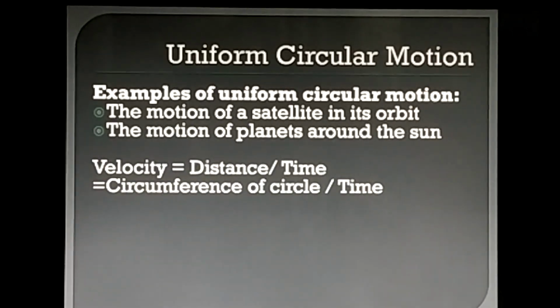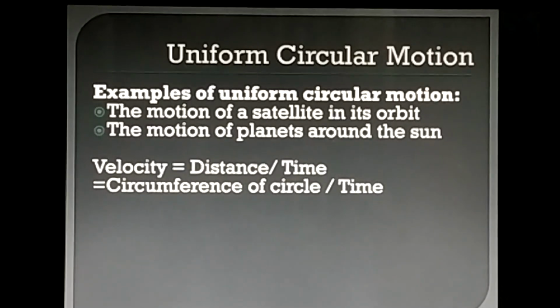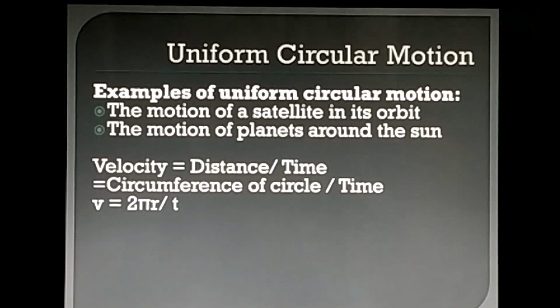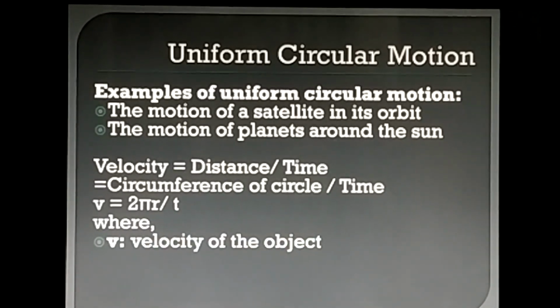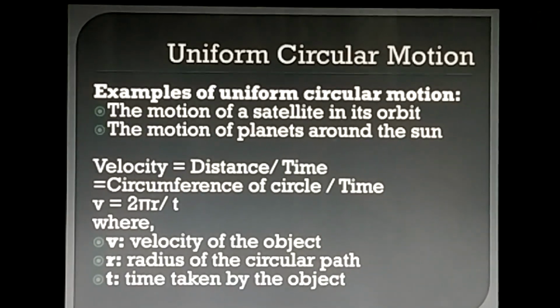Next is the velocity. If we have to find out the velocity on a circular path or track, तो हम कैसे find out करेंगे? Simply we will use the formula distance upon time, where distance is equivalent to the circumference of the circle. So circumference of the circle divided by time, and the circumference of the circle is given by 2πr, so v = 2πr/t, where v is the velocity of the object, r is the radius, and t is the time taken by the object.